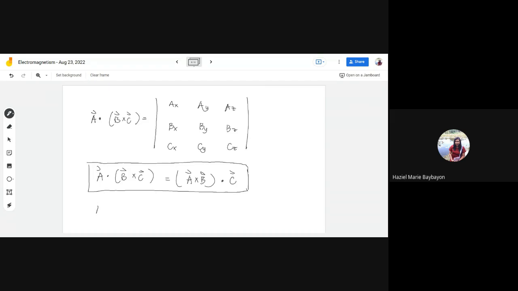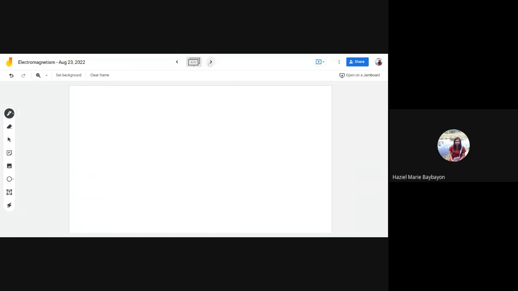So again, to reiterate, A dot B with a parenthesis and then cross with C has no meaning, because this one is a scalar quantity. Okay, so how about the vector triple product? So we have the vector triple product. Are you familiar with the back-cab rule?